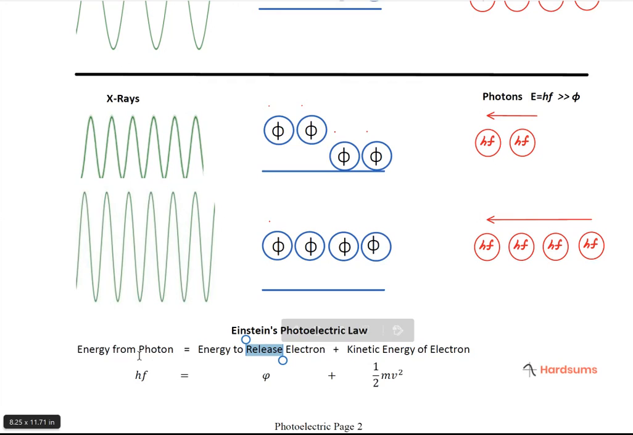So that's it. Einstein's photoelectric law: energy from a photon is equal to the energy to release an electron plus the kinetic energy of an electron. hf equals work function plus a half mv squared.